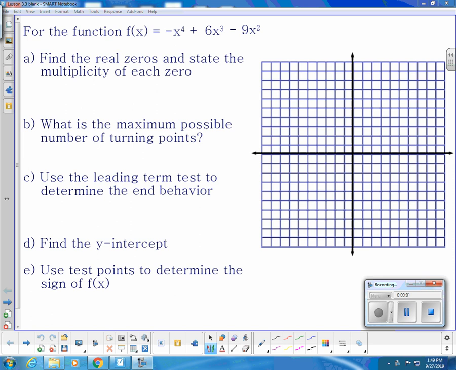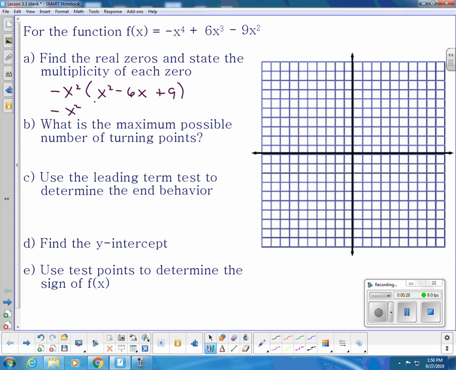So we are finding the zeros and stating the multiplicity. To find the zeros, we are going to do what? Factor. We're going to factor out a negative x squared. Remember, we should always keep our leading term in this quadratic a positive. Then can I factor the quadratic? Yes. What does that factor to?